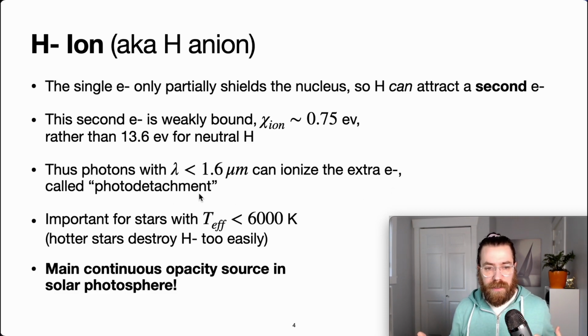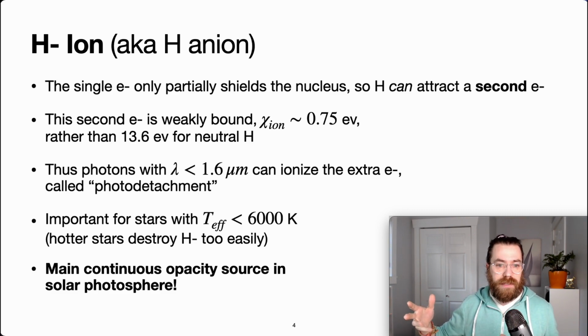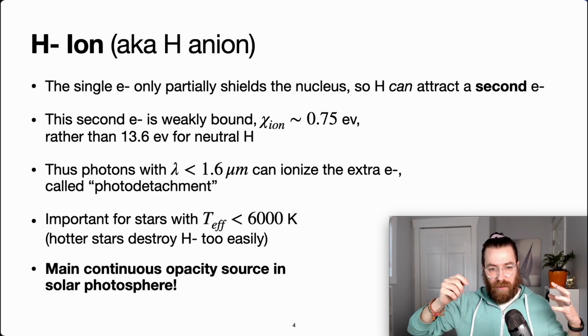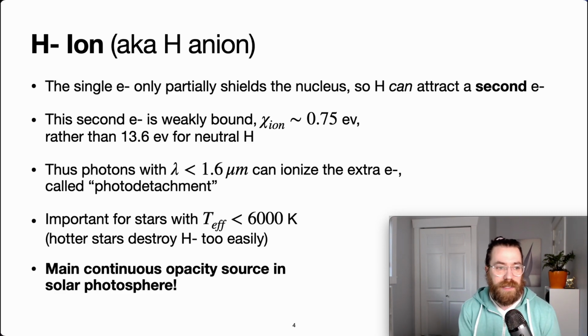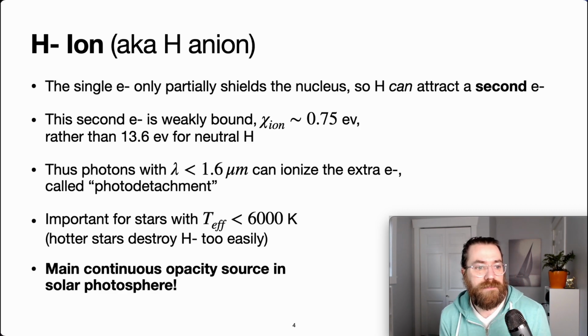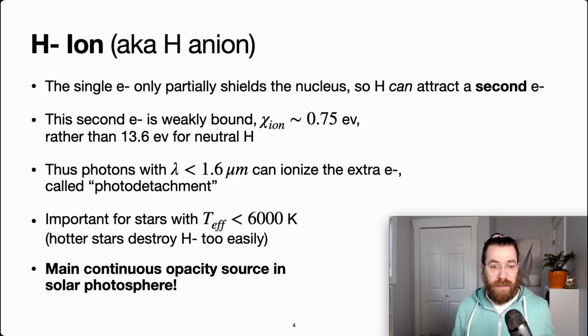It's photoionization. The electron gets knocked off, but it's also called photodetachment because the electron is only partially attached. It's only weakly attached to the anion. So this is really a surprisingly important opacity mechanism for stars, for cool stars.